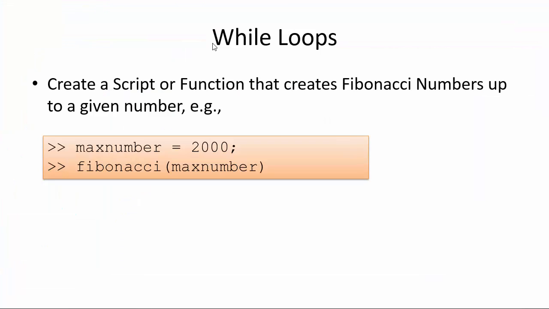In the next example we want to use a while loop, and in this example we want to create a script, or in this case a function, that creates the Fibonacci numbers up to a given number. So let's say we set the max number equal to 2000, and then you can execute the function, and then it will only display the Fibonacci numbers up till this max limit. So let's see how we can do this in MATLAB using a while loop.